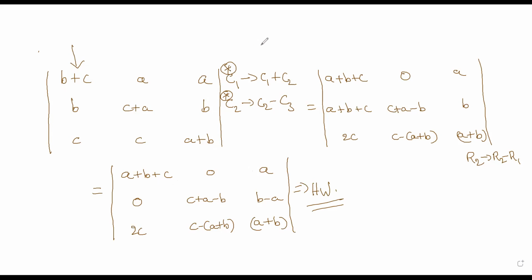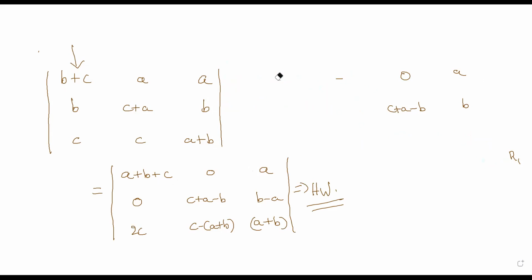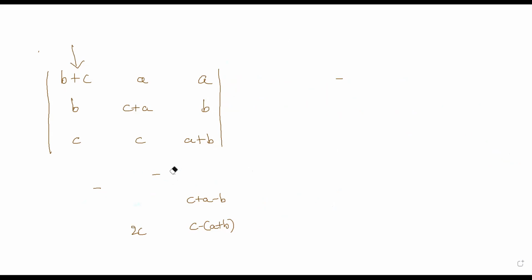Now let us see method 2. How do we handle this in method 2? Instead of adding the columns in one or two steps, try to get the zeros initially itself. Here some common elements we can see: A and A is there, and C and C is there.